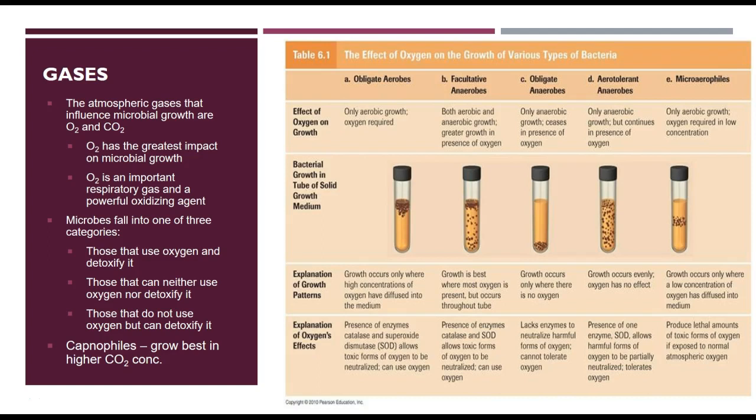Our second group are the facultative anaerobes. These organisms can grow both with or without oxygen. However, they grow better in the presence of oxygen. So you're going to have a large amount of growth near the top of the tube where the greatest amount of oxygen is, but you'll also have organisms growing throughout the test tube.